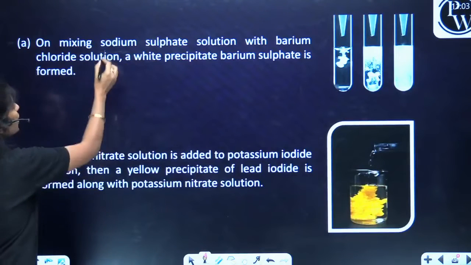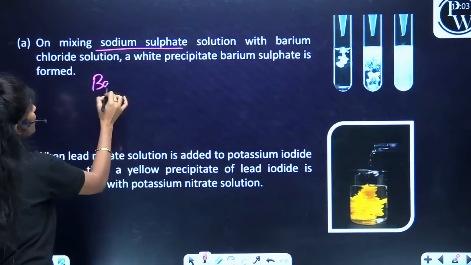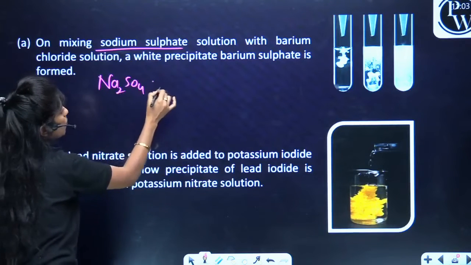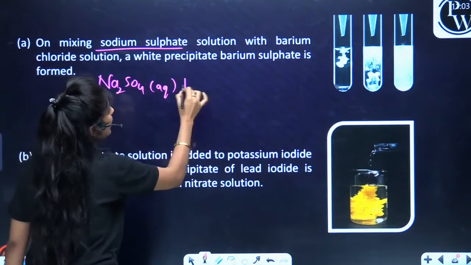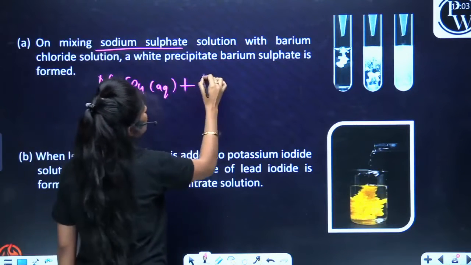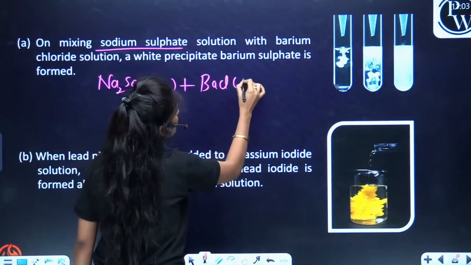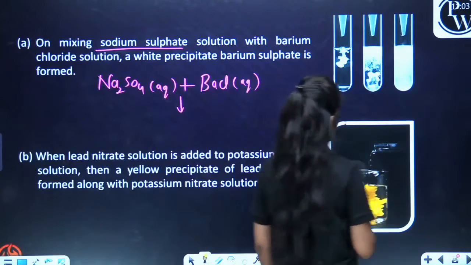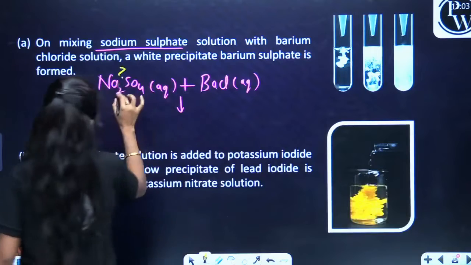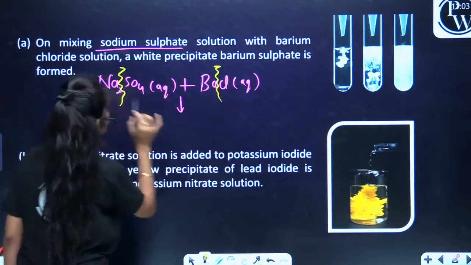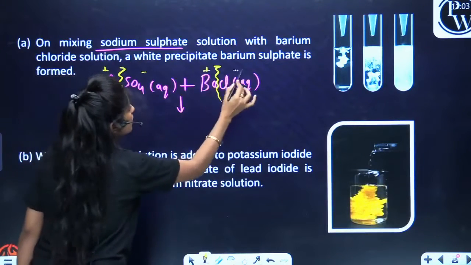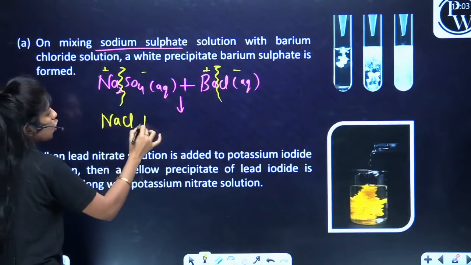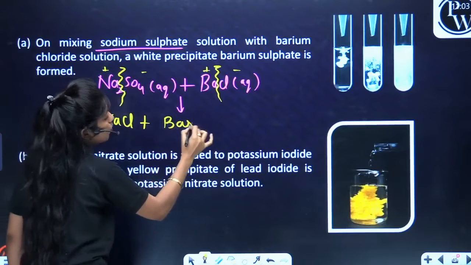So basically next we have the very important barium sulfate. Sorry, that is sodium sulfate. I will be writing the formula. That is in aqueous state, mixed with barium chloride, again aqueous, and will be forming corresponding products. What will they be? Disintegrate. Positive, negative, positive, negative. You have to make the formula, that will be NaCl, of course, and BaSO4.